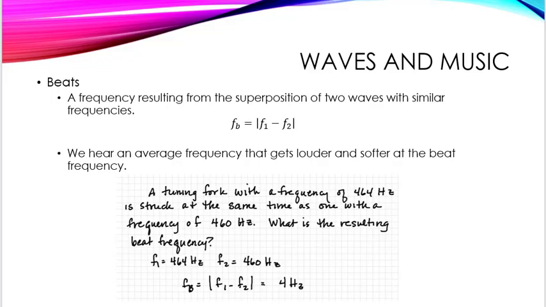And the second to last little tidbit that deals with music is where the beats are created. Beats are created when you have two different frequencies that interfere with each other. And that interference causes the waves to superpose and either constructively interfere or destructively interfere. And it causes that wah, wah, wah, wah sound to happen.